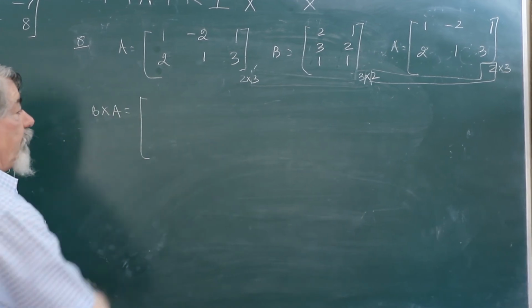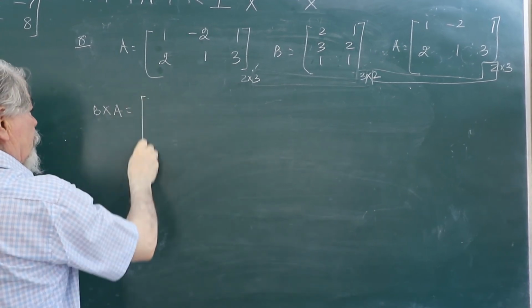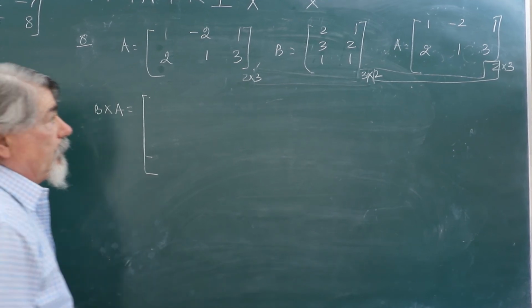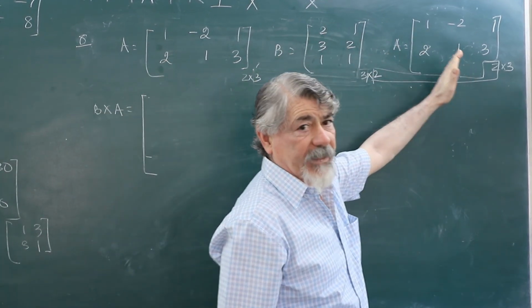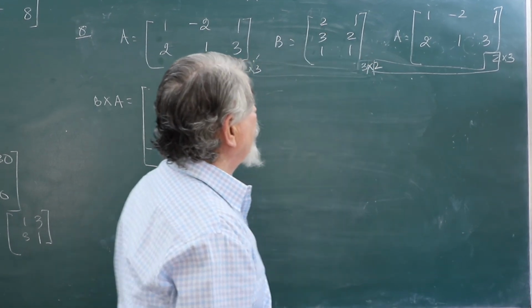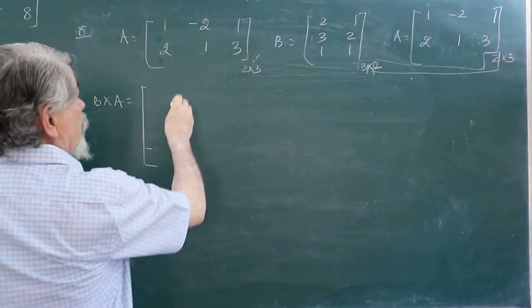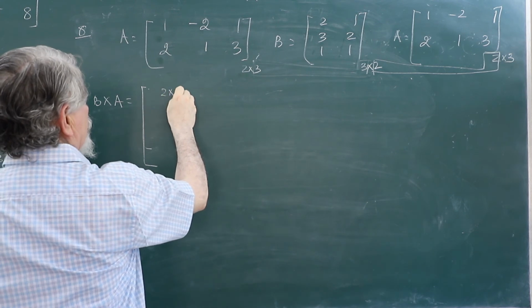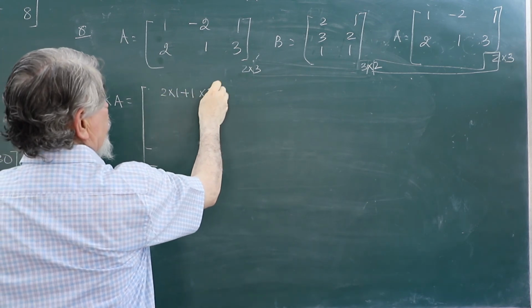B should be written first and then A. So you must do it that way. B into A. That is why I wrote A second again from here. First row into first column: 2 into 1 plus 1 into 2.